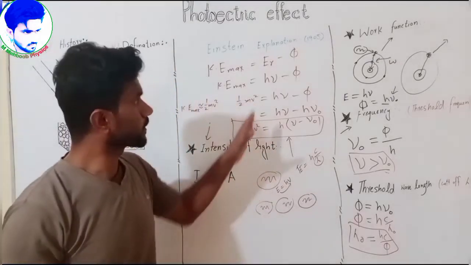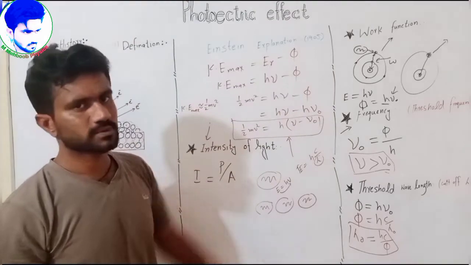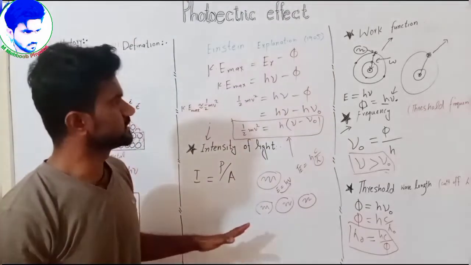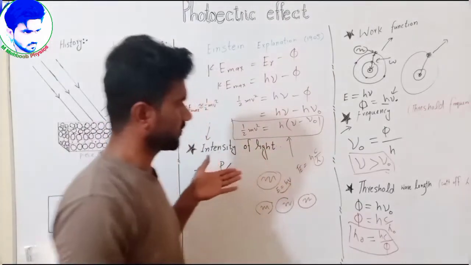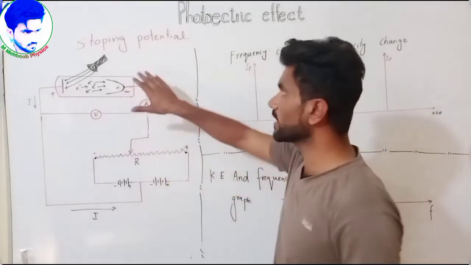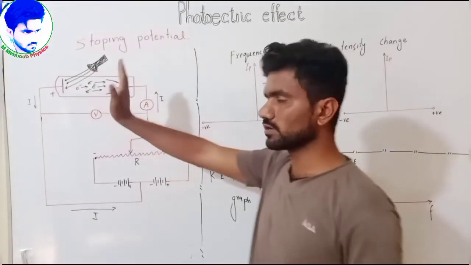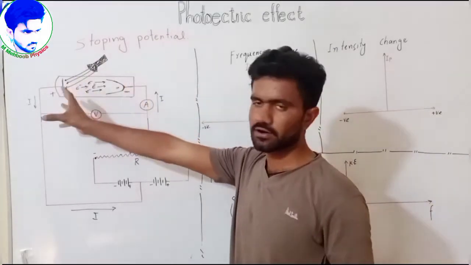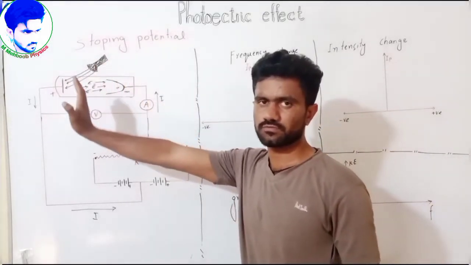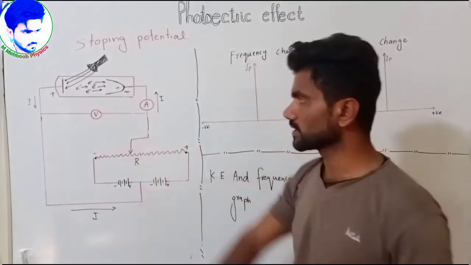So that was the explanation given by Einstein to explain the phenomenon of the photoelectric effect. Now we will find out the stopping potential of the photoelectrons, the electrons that are emitted when light of a particular frequency falls on that metal surface.